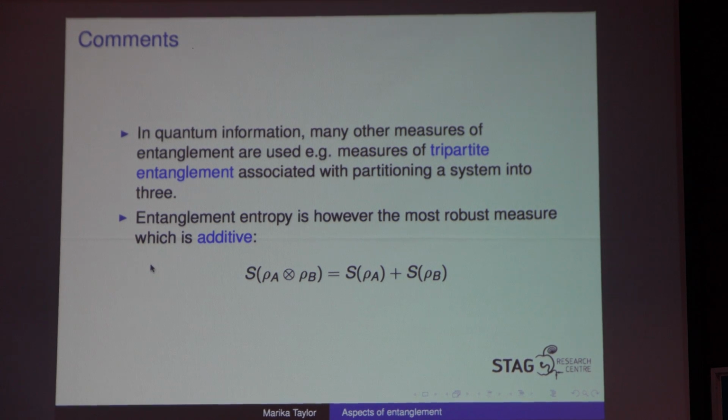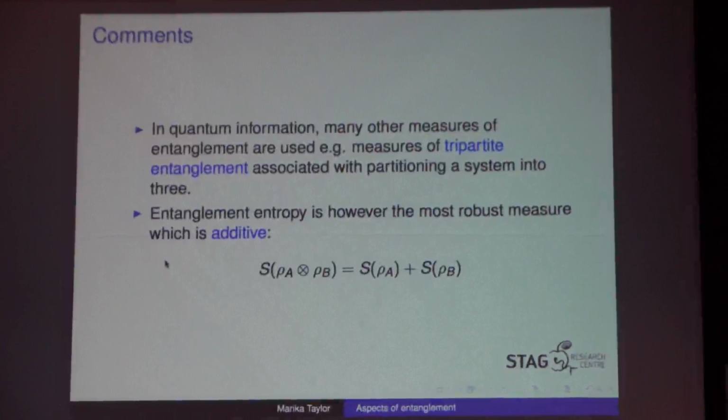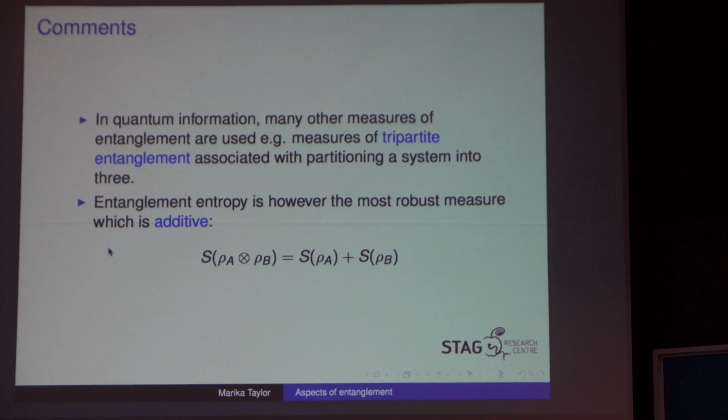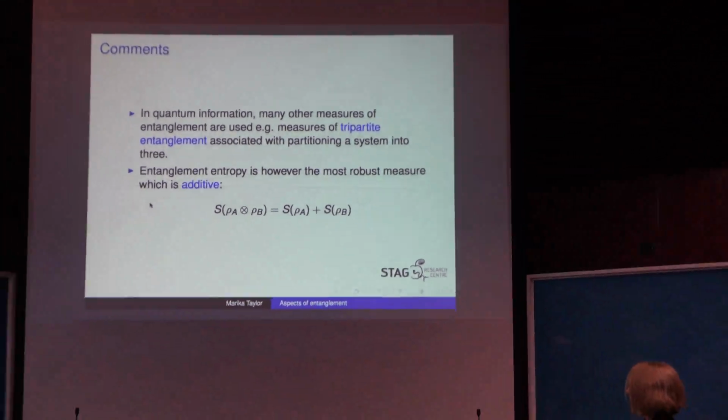Now, in quantum information, there are many other measures of entanglement that are used. If you go to a book such as Nielsen and Chuang, the famous book on quantum information and quantum computing, you can find many other measures of entanglement. The string theory community has had fun over the last 5 years or so taking that book and those concepts and seeing if they can realize them in holographic systems.